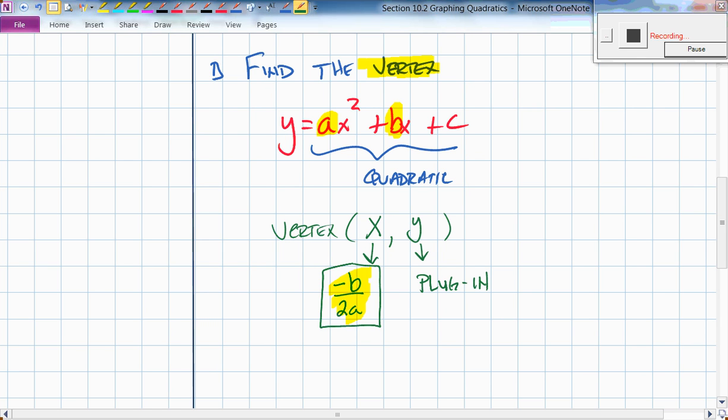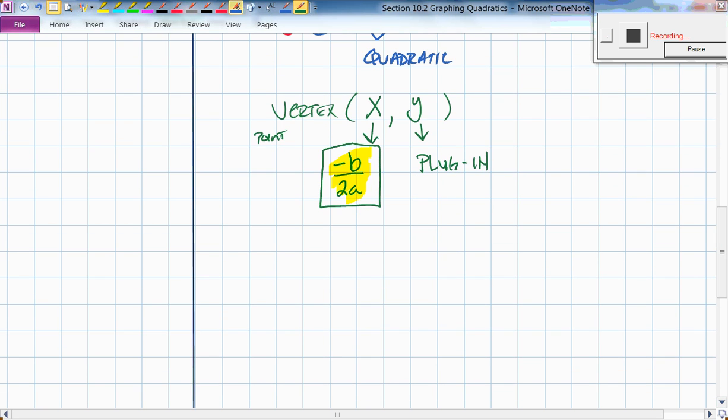All right? So remember, the vertex is going to be a point. It's going to be an x and a y. To get the x, all we got to do is evaluate negative b over 2a. And then to get the y, we're going to plug in. So that's going to be our game plan. You guys with me so far? Hello? You with me so far? Okay. Right, let's practice a little bit here.